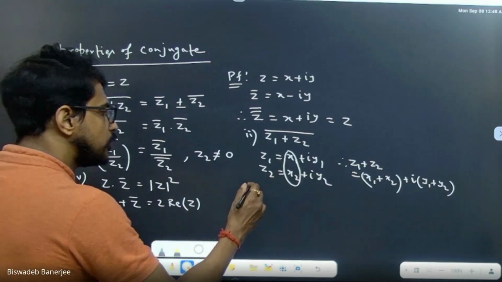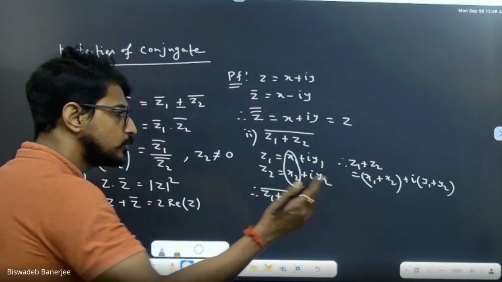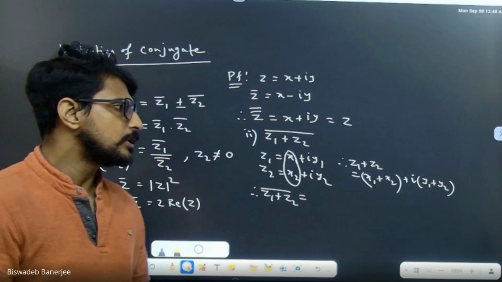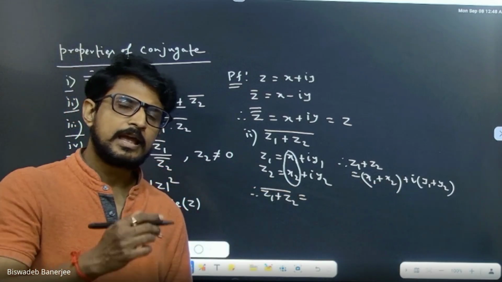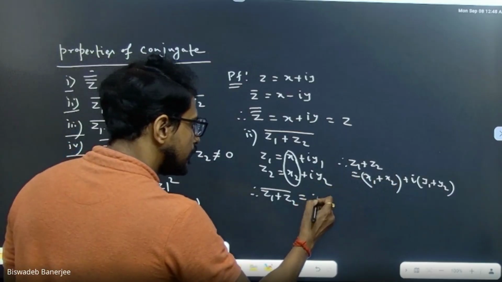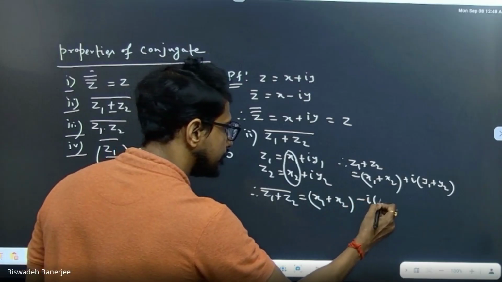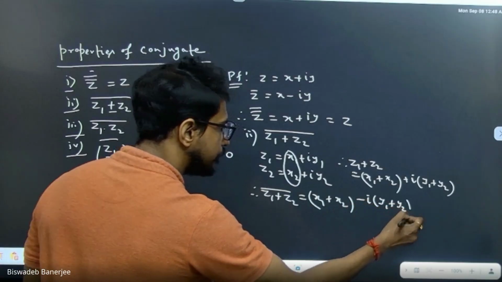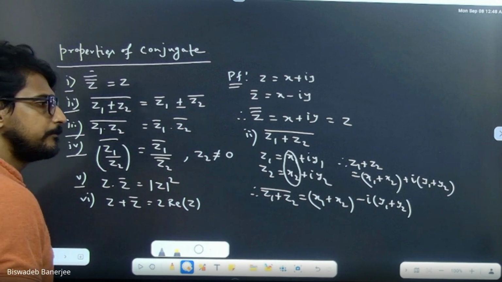Now we need to find (z1 + z2) whole conjugate. We know that conjugate means the plus sign will be replaced by a minus sign and vice versa. So here the plus sign gets reflected and becomes a minus sign. So this is my (z1 + z2) whole conjugate. Clear?